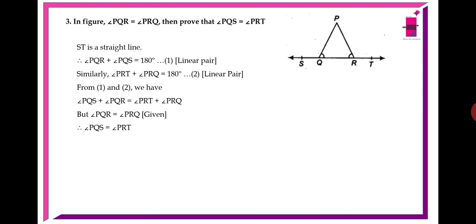Now question number 3. In the figure, angle PQR equals angle PRQ. Then prove that angle PQS equals angle PRT. QR is extended to S and T on both sides, on the Q and R side. So you should prove that angle PQS equals angle PRT.